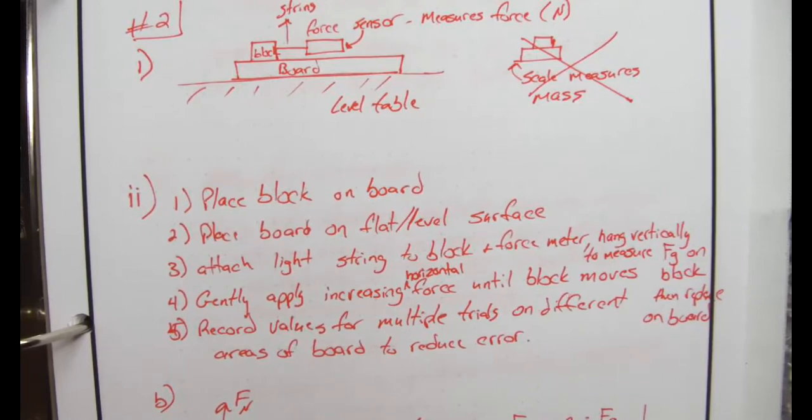Attach a light string to the block and a force meter. So I did add my string in there. And I said hang it vertically to measure the force of gravity on the block, and then replace on the board. I would have rewritten that and made that better.